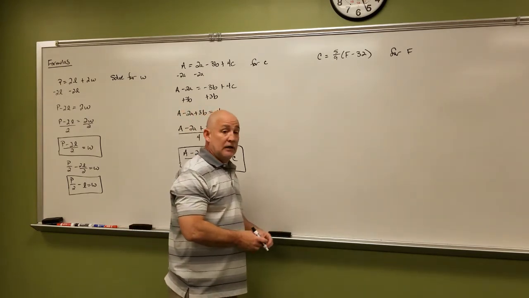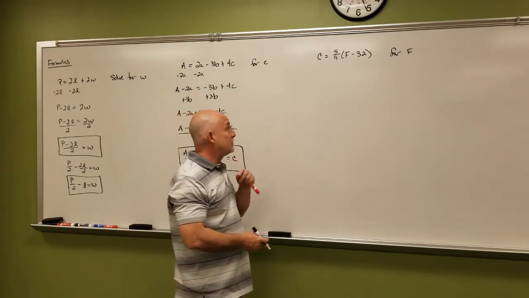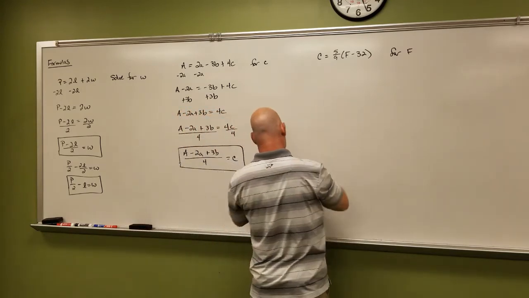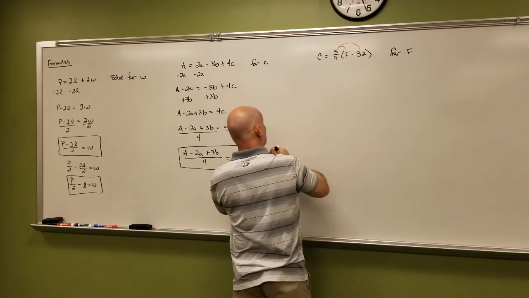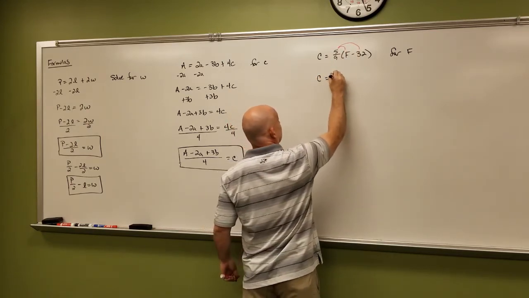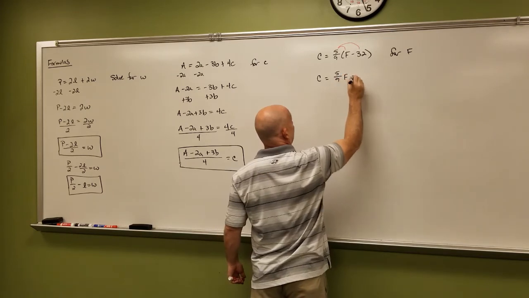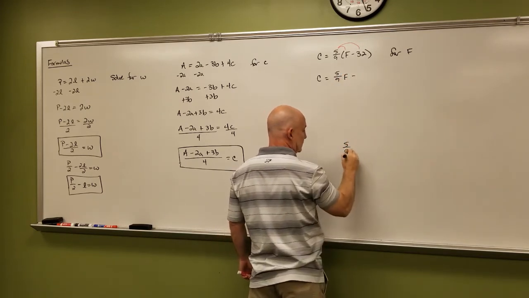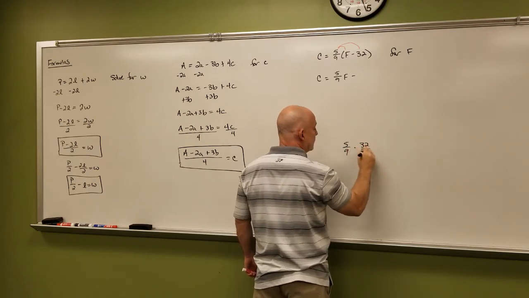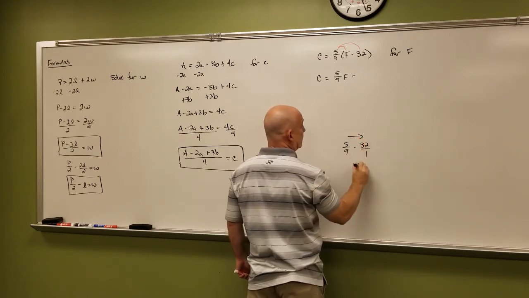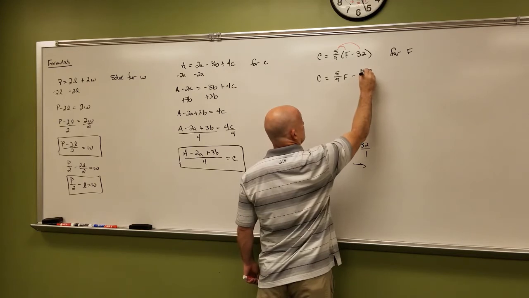So this is a linear equation, so following my steps. First step says clear grouping symbols. So I need to distribute this 5/9. So we get C is equal to 5/9 F minus, and remember, we multiply fractions straight across. So that's 32 over 1. So when we multiply straight across, we get 160 over 9.